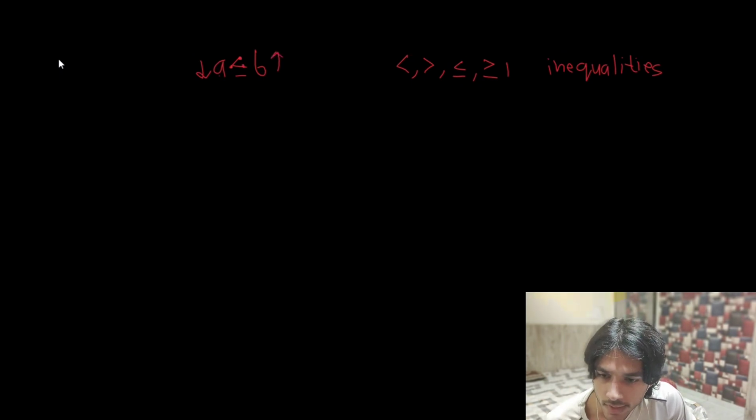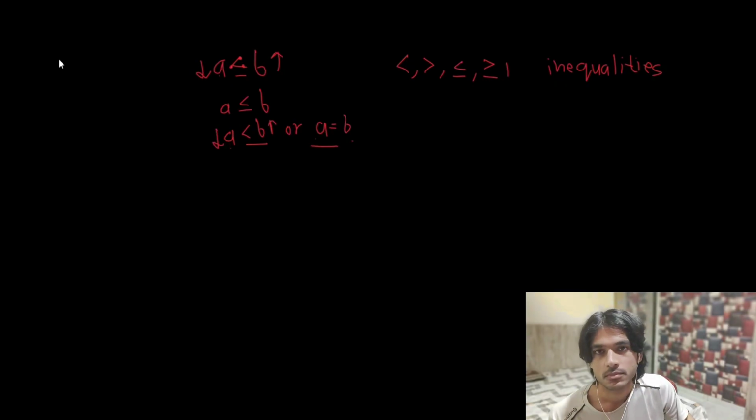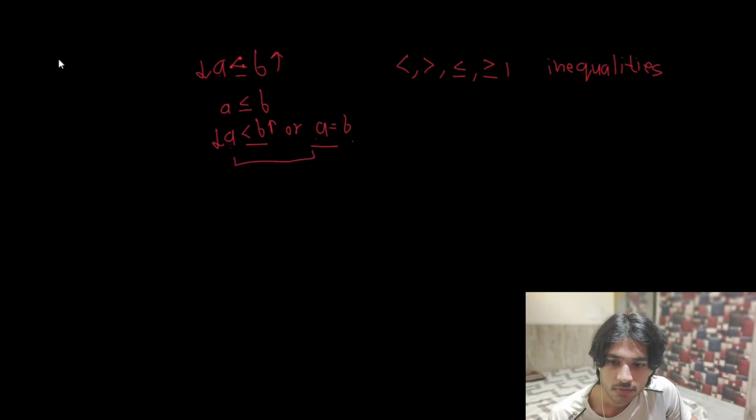And when I write it like this, it means that either this or this, that is, both of these cases can be true. A can be strictly less than B, or A can be equal to B. Both of these conditions hold, and to write both of these in one expression we use this symbol, less than or equal to.